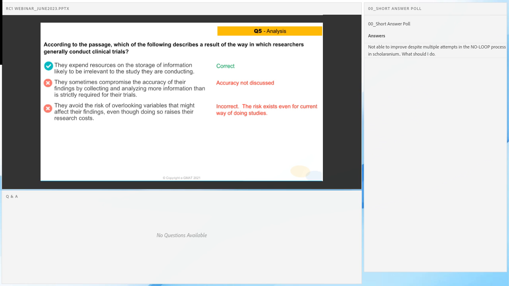Let's look at choice C here. A lot of you chose choice C. It was the most popular answer choice. Choice C says they avoid the risk of overlooking variables that affect their findings, even though doing so raises their research cost. It's a very tempting answer choice. A lot of people choose this. Let's use the word avoid.